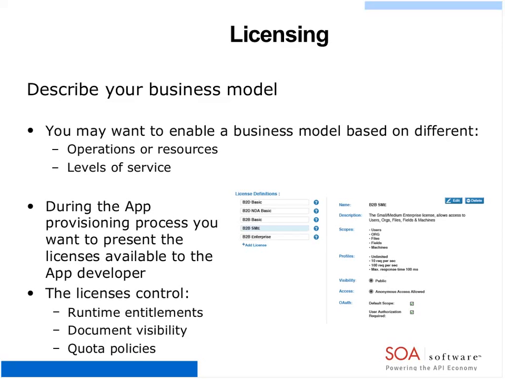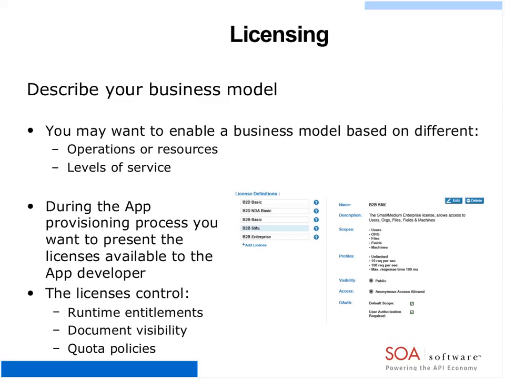So scopes are basically things like users, organizations, files, fields, machines, read-only, update-only, something abstract that defines a permission that you can then map to your different API operations within the system. Your profiles essentially amount to different quality of service policies, which I'll get onto next. It's the number of requests a second, the number of concurrent connections, the amount of bandwidth that you're allowed to consume. So each license wraps up a set of permissions and a set of quality of service policies or profiles that are associated with that license and are then enforced by the platform once the user has chosen which license they want to use.